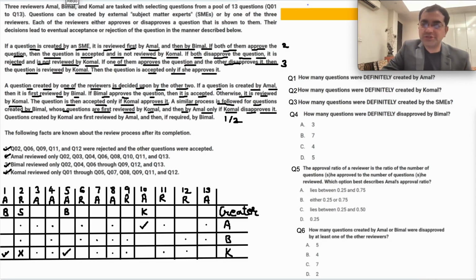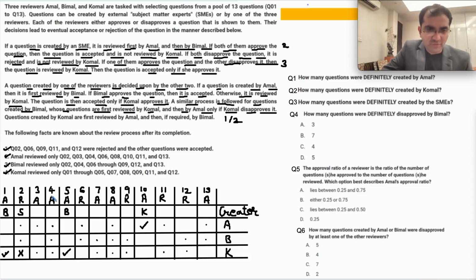Okay? Question 2 has been rejected, as you can see. Question 2 has been rejected. It had 3 dots, the SME made it. Out of the first 2, 1 person approved and then K rejected it. Let's do the 3-dot ones first.